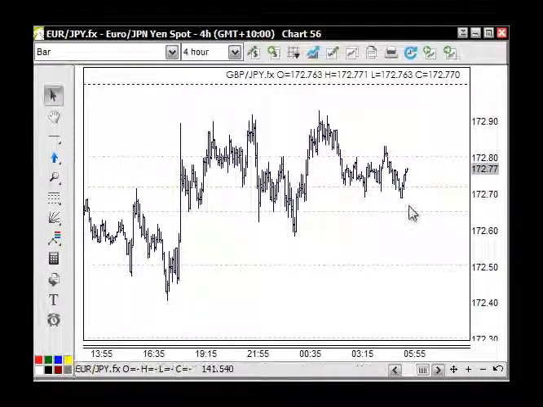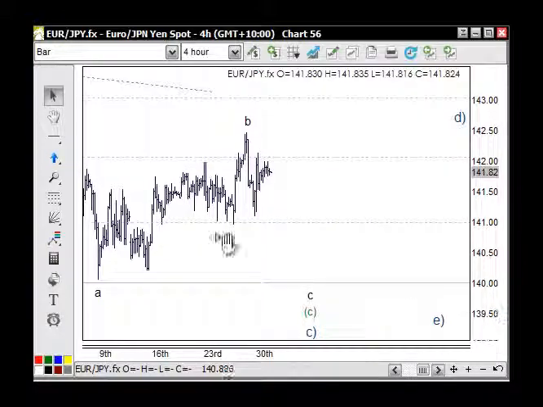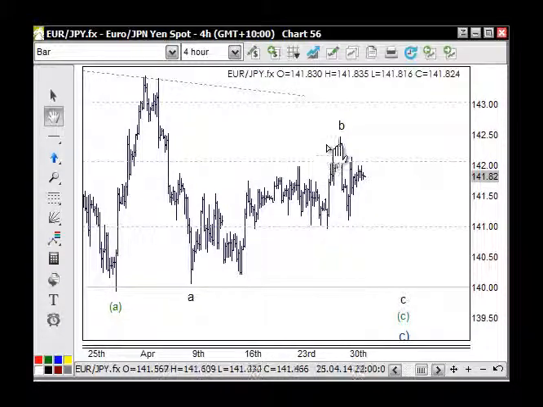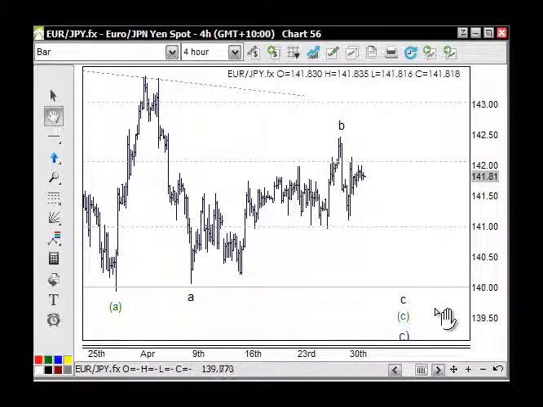The Euro Yen, same story here as well. We're looking at this as a B wave up here, and then a C wave down through to here in 5 waves, and that would be down for 1, back for 2, and then down for 3, 4, and 5 down through to here.